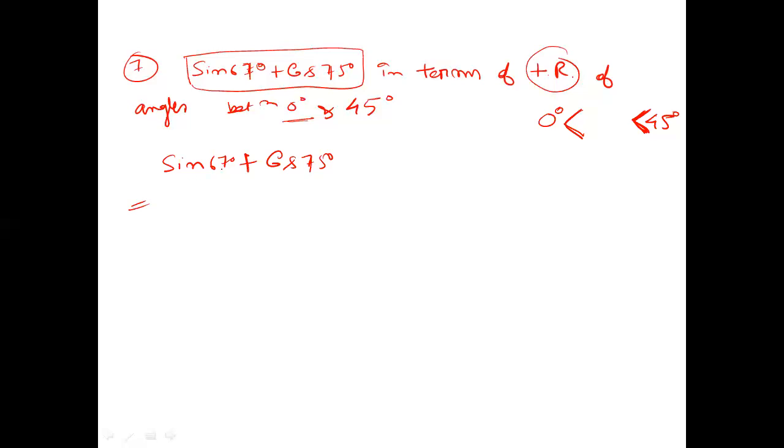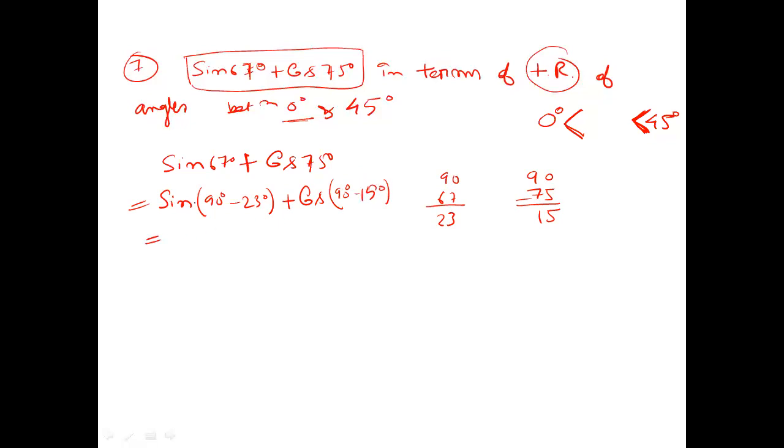Now see, the angle 67 degree, if you subtract 67 from 90, then it is how much? 23 degree. That means in place of 67 degree, we can write 90 minus 23 degree. Yes. Again, if you subtract 75 degree from 90, it will be how much? 15. That means 75 degree, you can write 90 minus 15 degree. Yes or no? We can write 90 minus 15 degree.